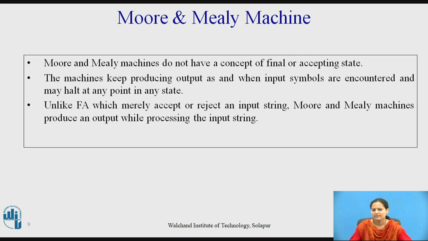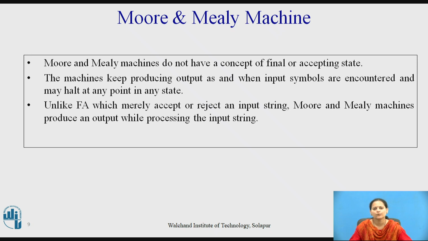The question that we asked just at the start of the introduction to these two types of machines, here is the answer. Here we note that Moore and Mealy machines do not have a concept of final or accepting state, which is the major difference between a finite automaton and these two types of machines. Every finite automaton, as we know, has an accepting or a final state depending on which we decide the acceptance or rejection of a given input string.